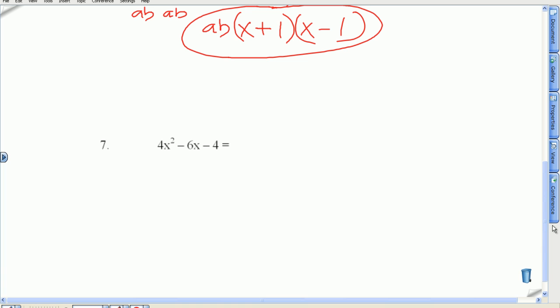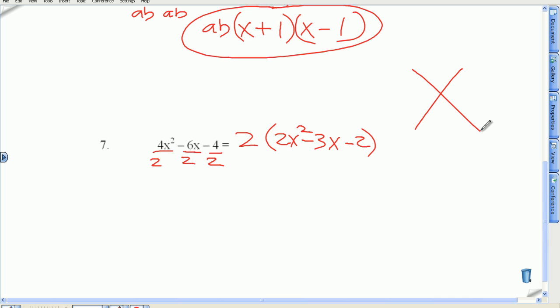4x squared minus 6x minus 4. There's no x after this 4 at the end, so I can't take an x out. 4 doesn't go into 6, so I can't take 4 out, but I can take a 2. 2 goes in all of those. 4 divided by 2 is 2, x squared. Negative 6 divided by 2 is negative 3, x. Negative 4 divided by 2 is negative 2. So I took that 2 out, now I have a trinomial to factor.